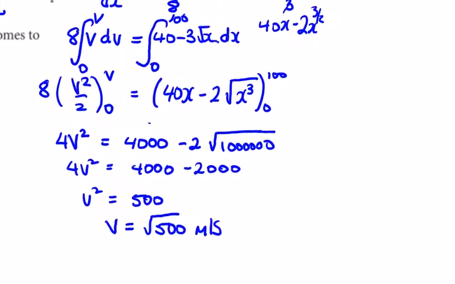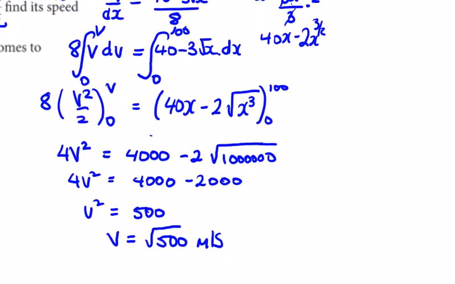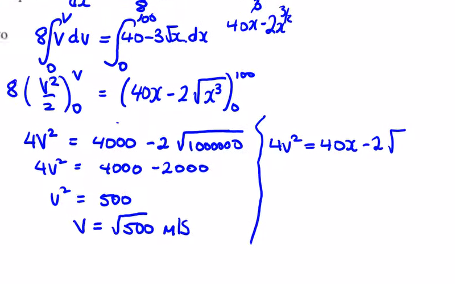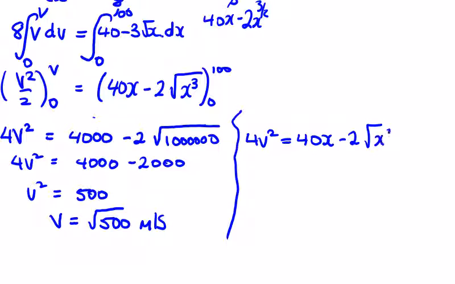And then calculate when it comes to instantaneous rest. V will have to be equal to 0 when it comes to instantaneous rest. So if we write 4v squared is equal to 40x minus twice the square root of x cubed, we have to find out when it comes to rest, we don't know x. So this has to be equal to, velocity has to be equal to 0.